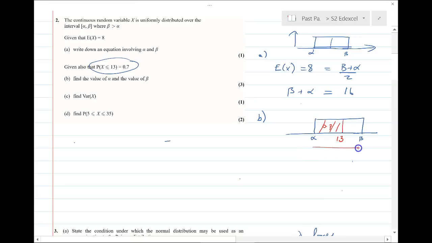Now the thing is, this length from here to here is obviously beta minus alpha. And this length from here to here is 13 minus alpha. And the heights are the same, and the total area is equal to 1. So we can say the ratio of these two has got to be equal to 0.7. So we have 13 minus alpha over beta minus alpha equals 0.7.